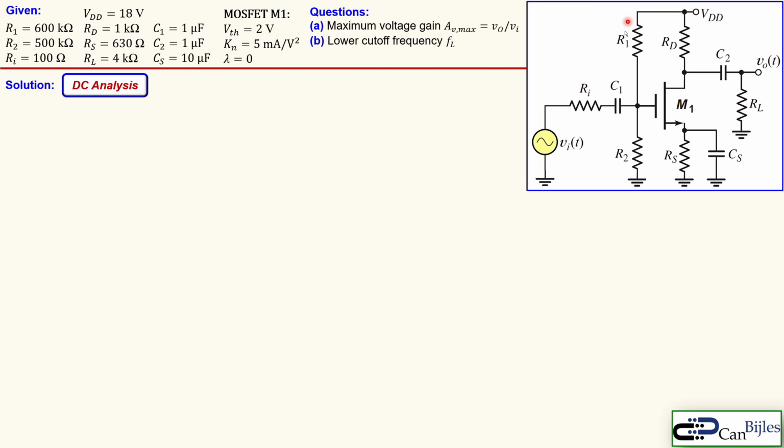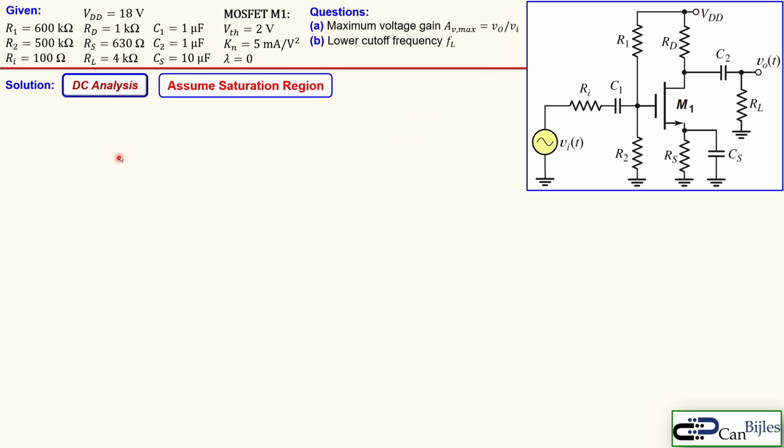We also have the resistors and the power supply VDD, and the capacitors in this circuit, and these three capacitors will determine, we will see that shortly, the lower cutoff frequency for this circuit. The values of the resistors, the power supply VDD, and the capacitors are shown here. So what we would like to determine is the maximum voltage gain and also the lower cutoff frequency after that. Okay, we start first with the DC analysis as shown here.